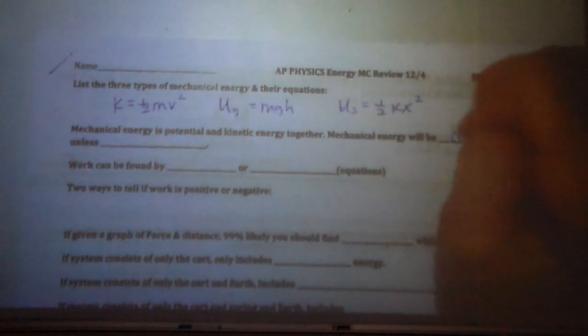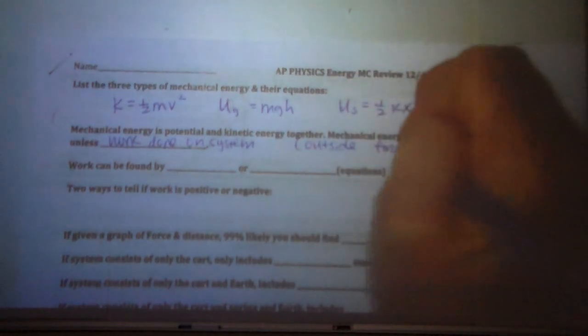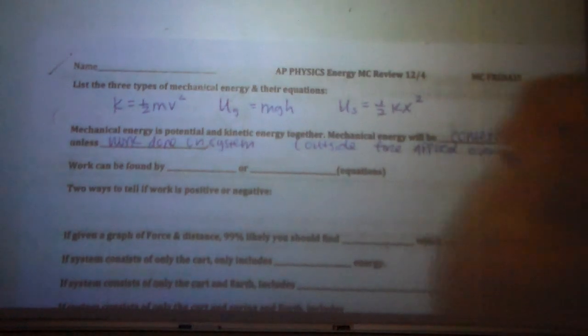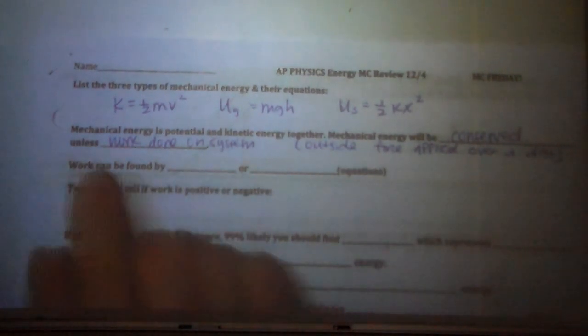Mechanical energy will always be conserved, meaning the total will always be the same unless there is work done on the system. So what I mean by work done is some outside force is applied over a distance. Which is, if you're like, where is she saying that? That comes from work can be found by FD or change in energy.